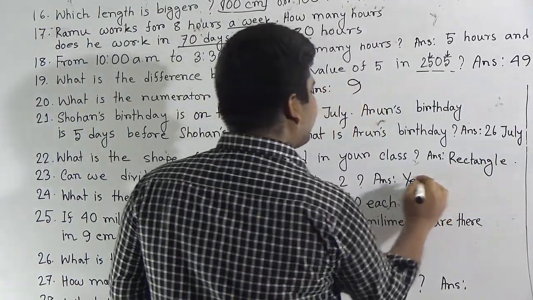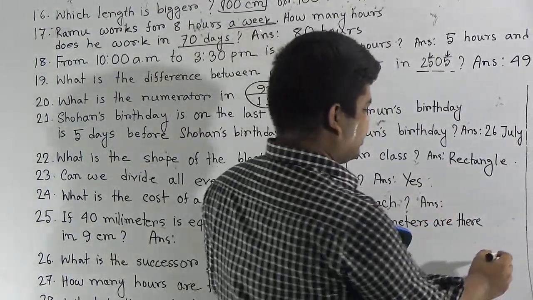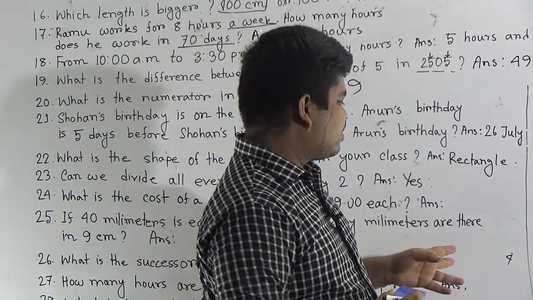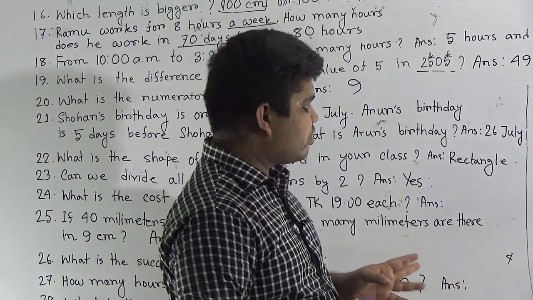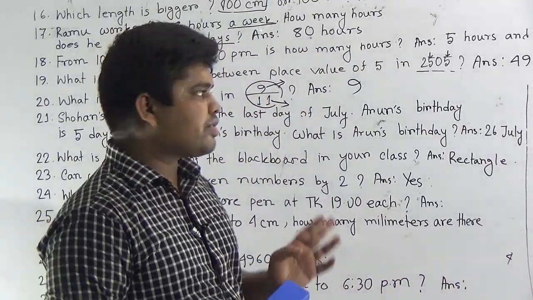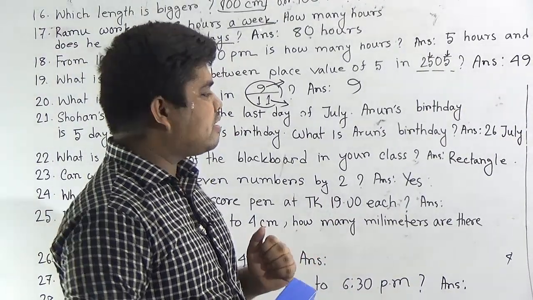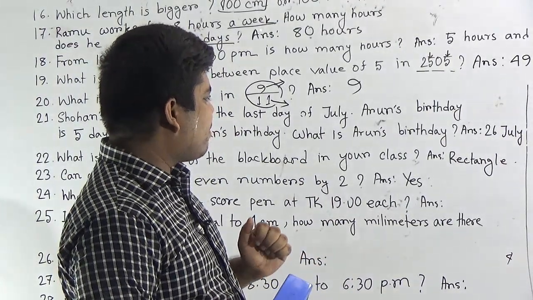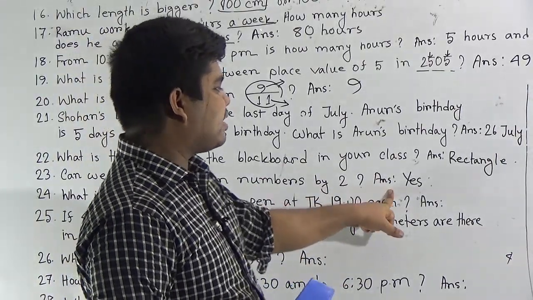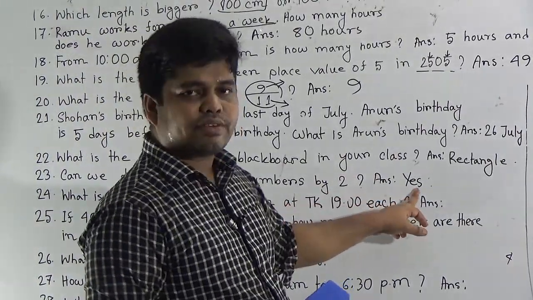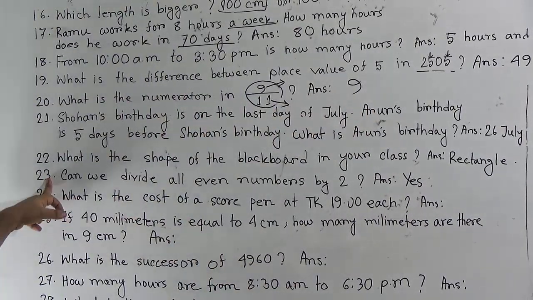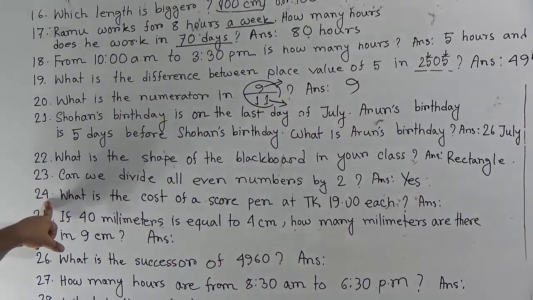Do you want to check? 4 is divisible by 2, because 2 2s are 4. 6 is divisible by 2, because 2 3s are 6. 8 is divisible by 2 because 4 2s are 8. 10 is also divisible by 2. So all even numbers are divisible by 2, and the answer is yes. I hope you have understood question number 23. Then we shall solve question number 24.